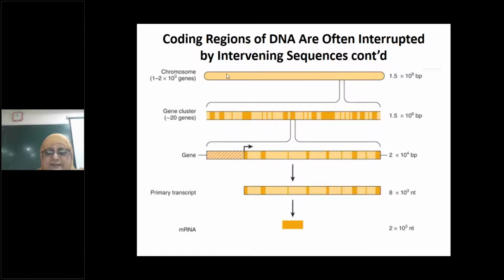Here you can see this is a whole chromosome and these are the gene clusters that are present here, and this is the representation of a single gene which contains both exons as well as introns. And then from the gene you have the primary transcript and formation of the mRNA.